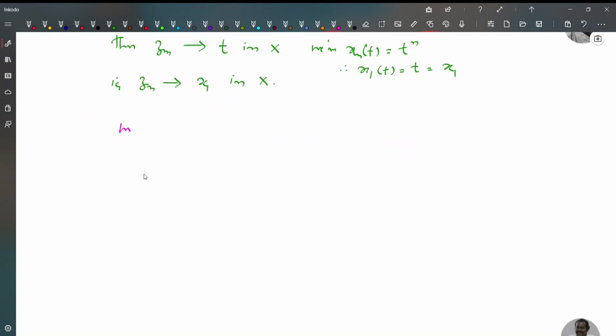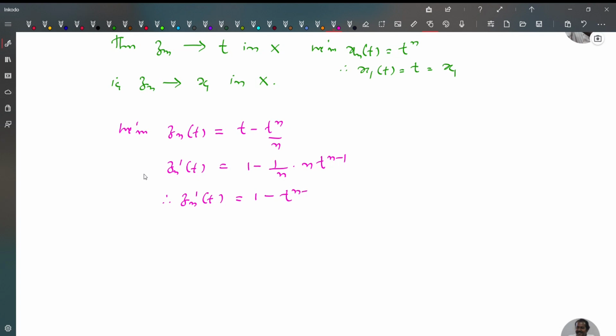So we have z_n of t equal to t minus t raised to n by n. Therefore, z_n prime of t is equal to 1 minus 1 by n into n t raised to n minus 1. Therefore, z_n prime of t is equal to 1 minus t raised to n minus 1. Therefore, z_n prime of 1 equal to 1 minus 1 raised to n minus 1, that is 0. Therefore, z_n belongs to the zero space of f.